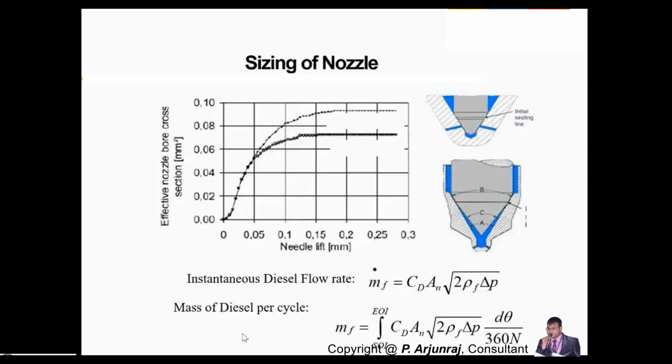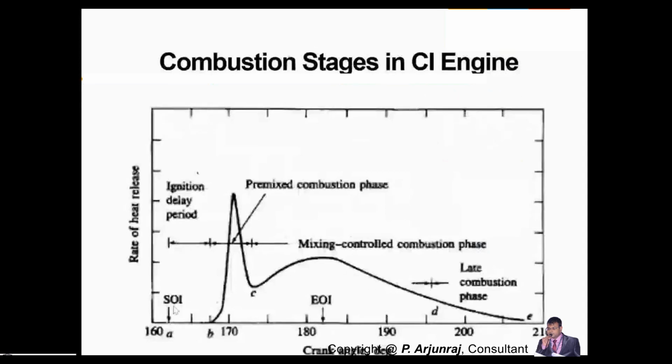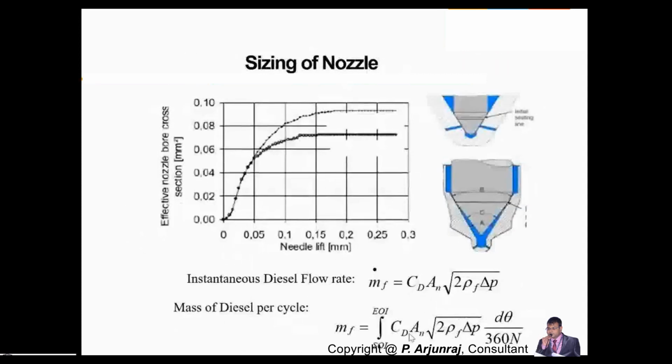We have seen there is a start of injection and an end of injection. Between this period, when you integrate, you need to design the nozzle considering the area of the nozzle. Area is again pi by 4 d squared, where d stands for diameter. It depends on the diameter of the nozzle hole.